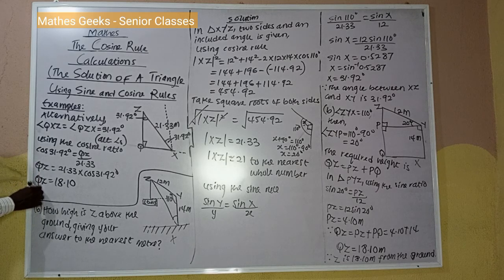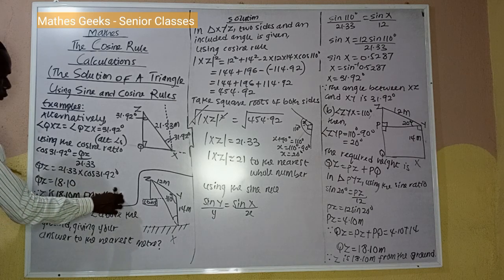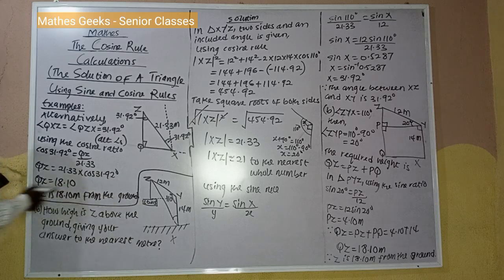So therefore the height, therefore Z is 18.10 meters from the ground. So both answers are the same.